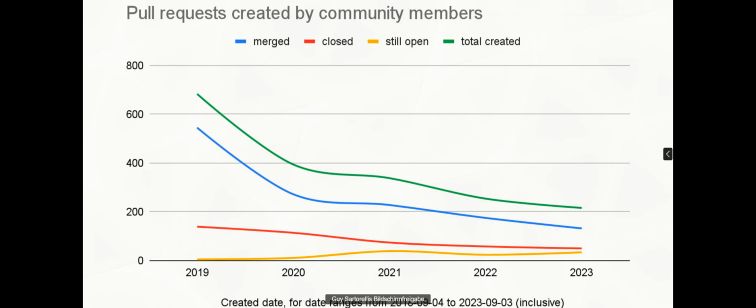Now let's take a closer look at pull requests that the community has been making over the last 5 years. So this is specifically only pull requests created by community members, not by core committers or by the CMS squad. And there is a very clear trend here where over time, less pull requests are being made, and as a result, less pull requests are being merged.